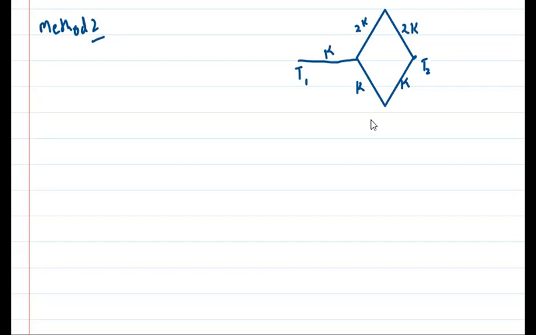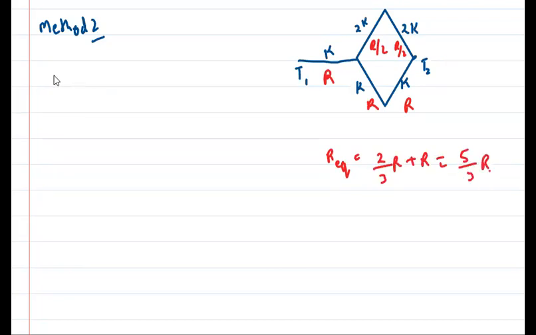Okay, very good. So suppose this is R, this is R. So this is R by 2, R by 2, R. So R equivalent, you can find between these two temperatures. R equivalent is equal to, this is R, this is 2R. So R into 2R by R plus 2R is 2 by 3R, plus R. So R equivalent is equal to 5 by 3R. Yes or no? See how easy it becomes.